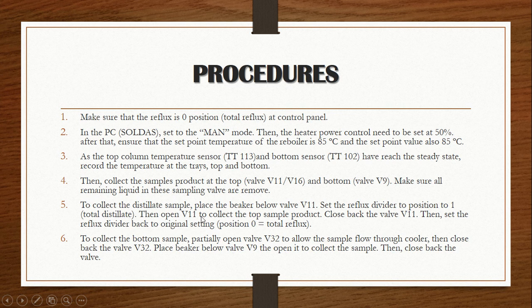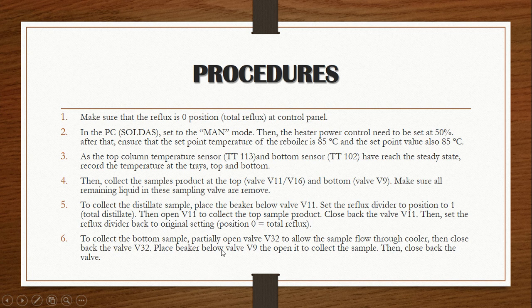Then we open V11 to collect the top product sample. After that, we close back the valve V11 or V16. Then we set the reflux divider back to the original setting, which is position 0 at total reflux. To collect the bottom sample, we partially open the valve V32 to allow the sample to flow through the cooler first. Then we close back the valve V32.